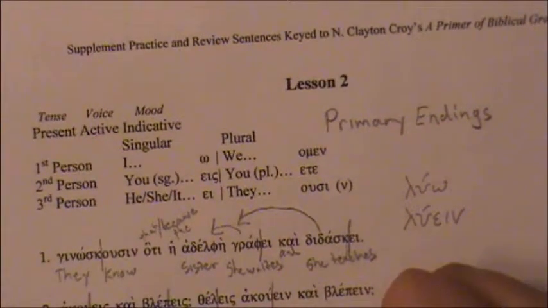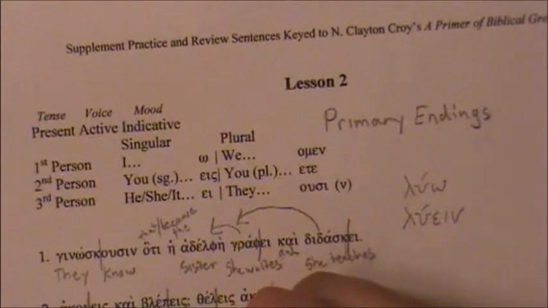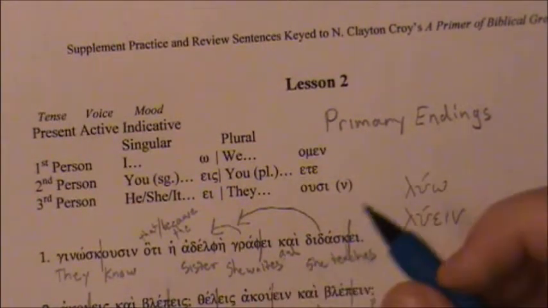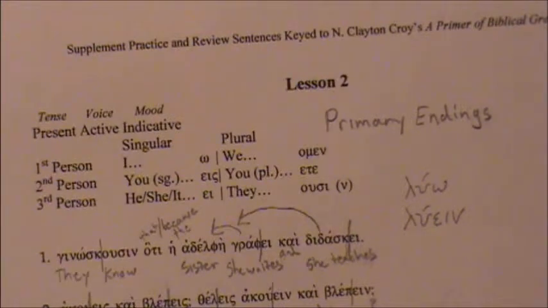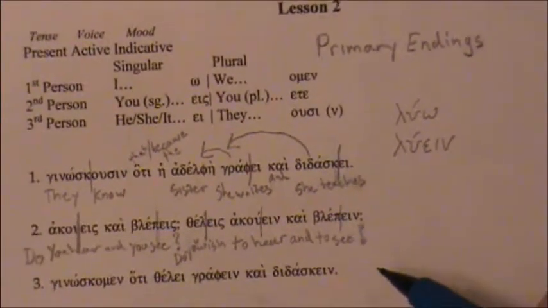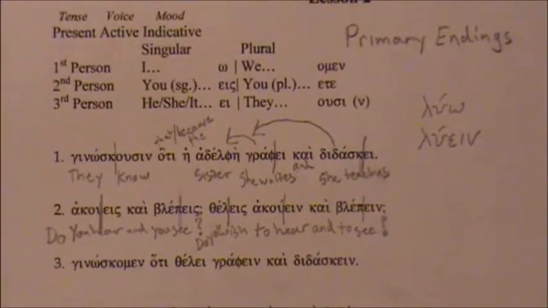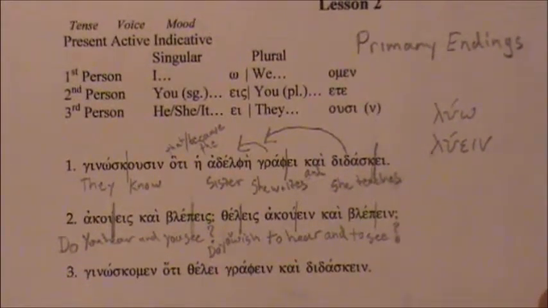Kai, and blepein. So we know another infinitive, and this is from blepo, I see, to see, and it's a question. So this would be: do you wish to hear and to see? There we go. Yep. Okay.